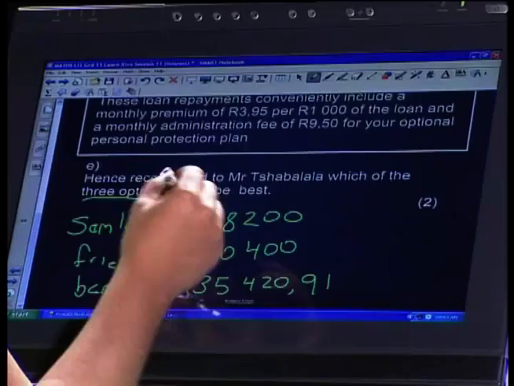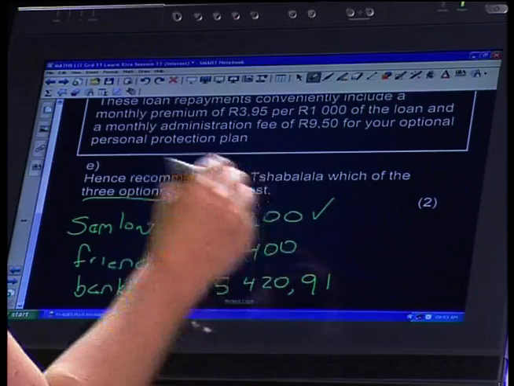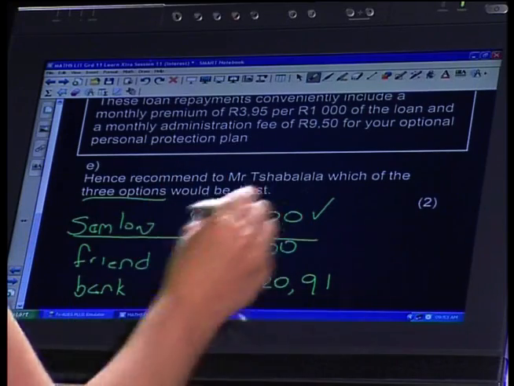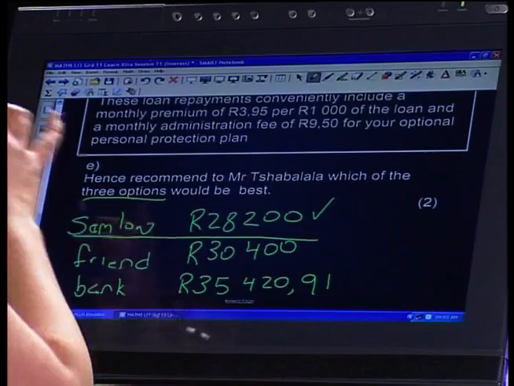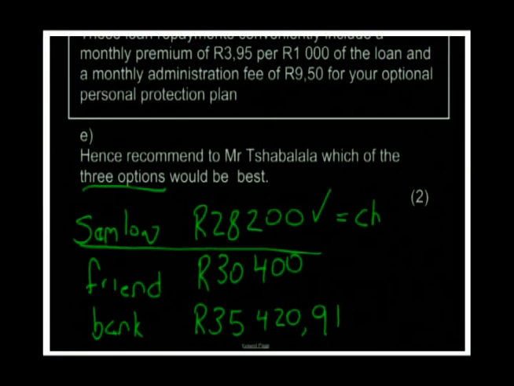Well, he's borrowing money and he has to pay that back. So we're going to go with the cheapest of the 3 options. So Samlo is the cheapest. So we're going to recommend that it's Samlo that he uses, and we're going to give a reason. They haven't asked for a reason, but we're always going to give a reason. So we're just going to say, well, that's the cheapest at the end of the day. Let's move on to our next question.